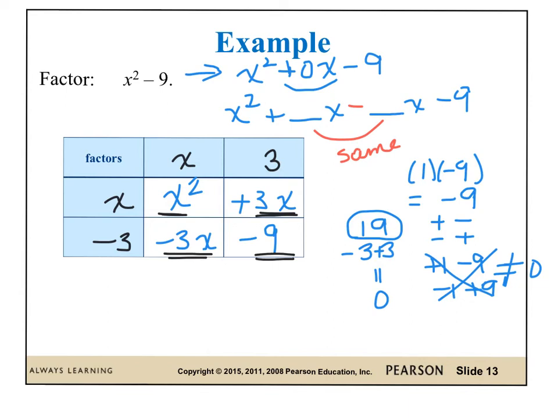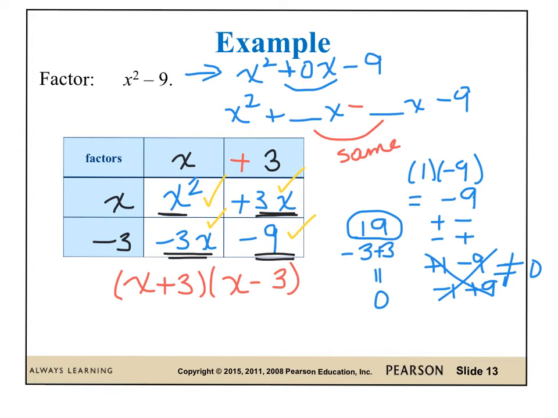And when we do the sign check, x times x is x squared. X times positive 3x would give us positive 3x, so this must be a positive 3x. Negative 3 times x is negative 3x, and negative 3 times positive 3 is negative 9. And so your factors are x plus 3 times x minus 3.